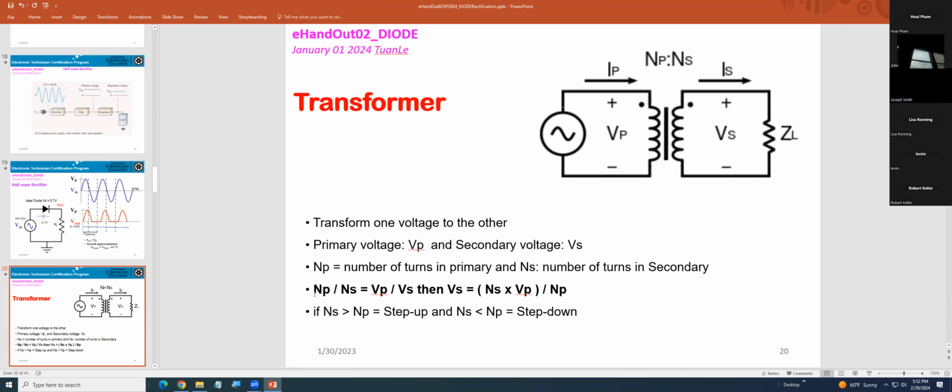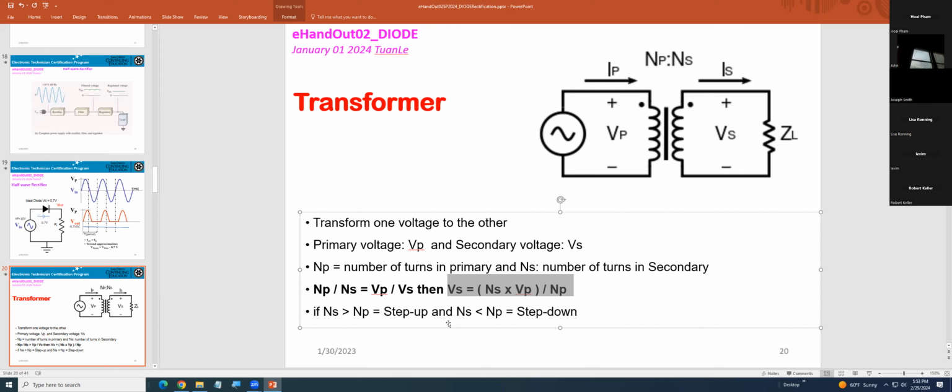So they give you the formula NP over NS equals VP over VS. VP means primary voltage. VS is secondary voltage. Okay, and now you say, okay, I want to calculate VS. Then VS will be equal to NS times VP divided by NP. Okay, so they tell you if NS is greater than NP, the transformer will be stepped up.